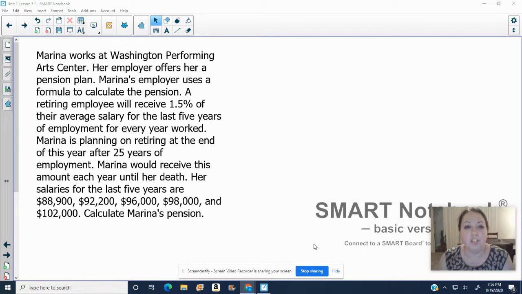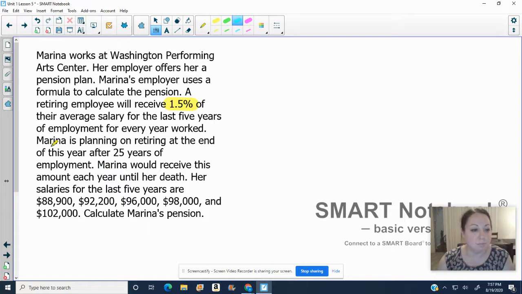Marina works at Washington Performing Arts Center. Her employer offers her a pension plan. Marina's employer uses a formula to calculate the pension. A retiring employee will receive 1.5% of their average salary for the last 5 years of employment for every year worked. That's a mouthful. All I really care about right now is that they gave me the percentage that I need.